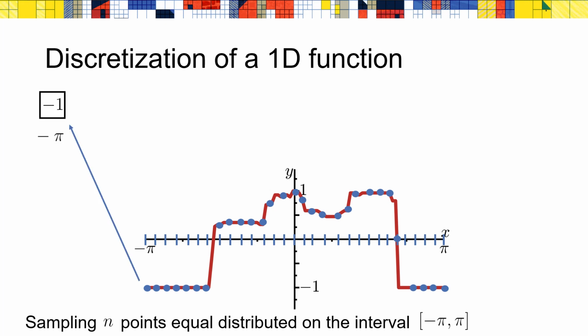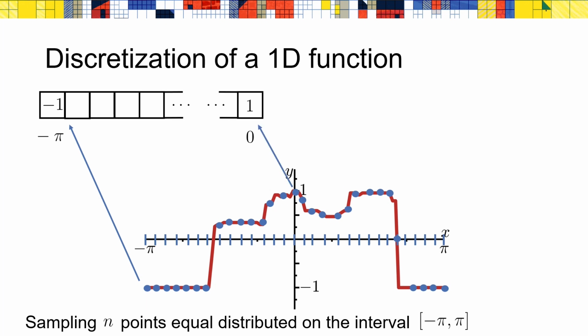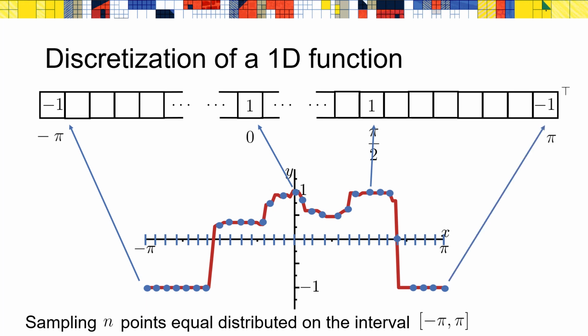So we can start from the first sample and store the value of the function at this sample. Then we can move and store all the values for the selected points in a vector. And we do that for all the points in our sampling, and we obtain a discretization of the signal represented by a vector. The length of the vector is equal to the number of points that are selected on the interval minus pi, in this case n.